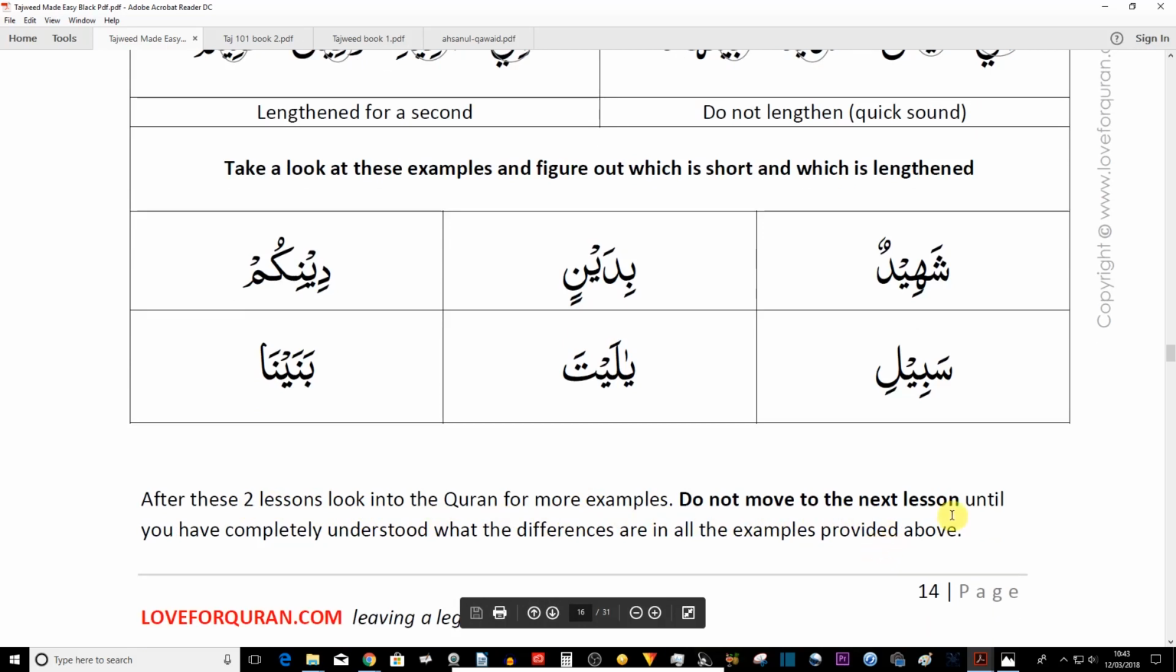So after these 2 lessons, look into the Quran for more examples. Do not move to the next lesson until you have completely understood what the differences are in all the examples provided above.